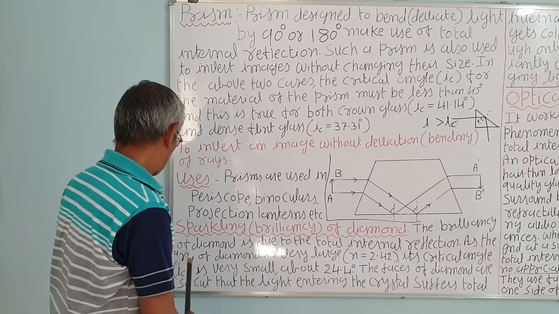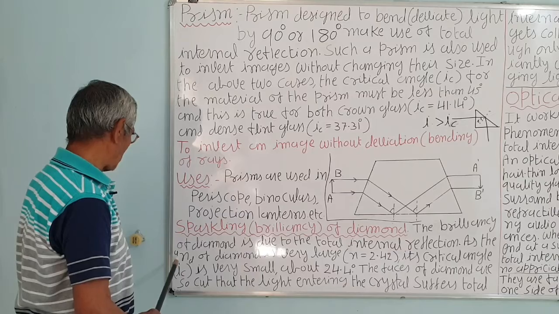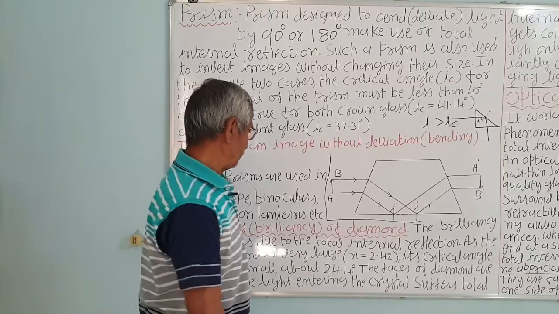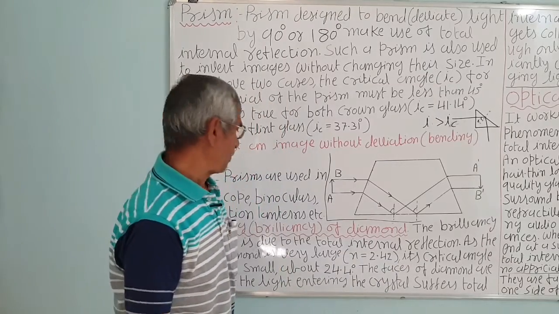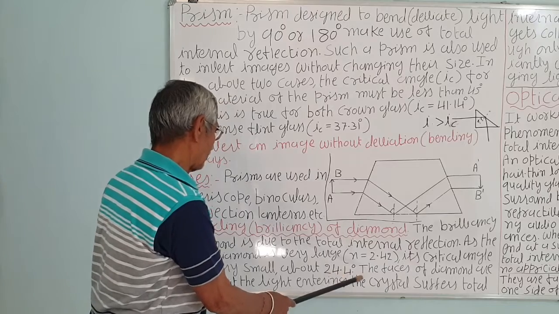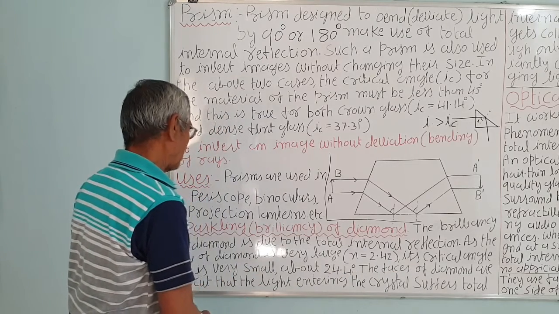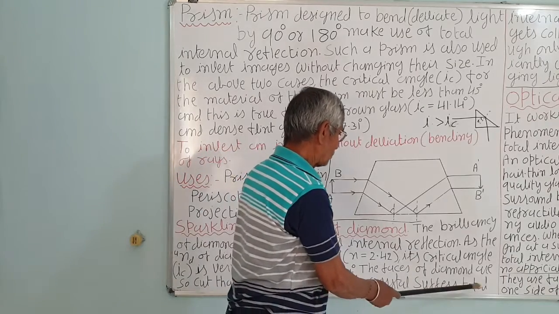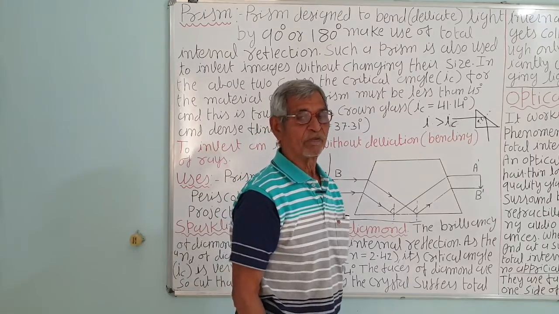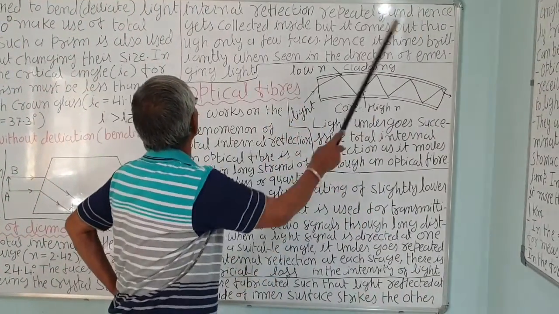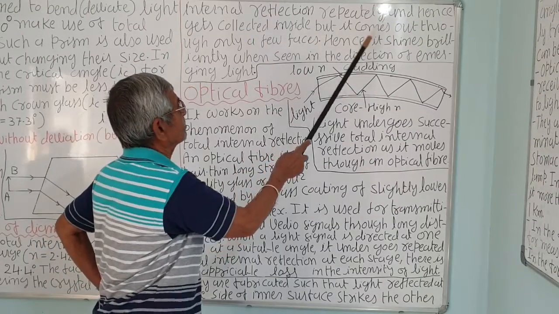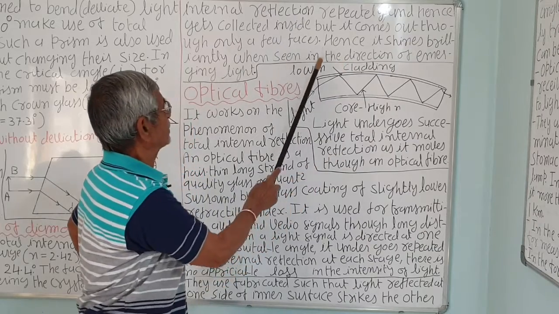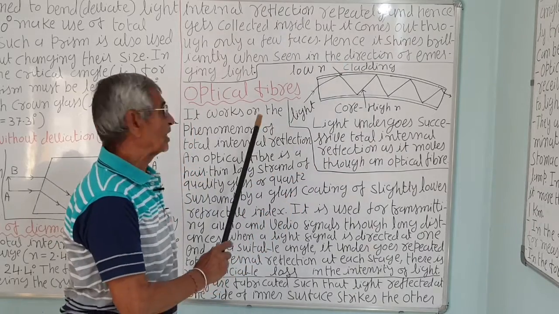as the refractive index of diamond with respect to air is very large, that is 2.42. Its critical angle is 24.4 degrees, very less. The faces of the diamond are so cut that the light entering the crystal suffers total internal reflection repeatedly, and hence gets collected inside, but it comes out through only a few faces. Hence it shines brilliantly when seen in the direction of the emerging light.